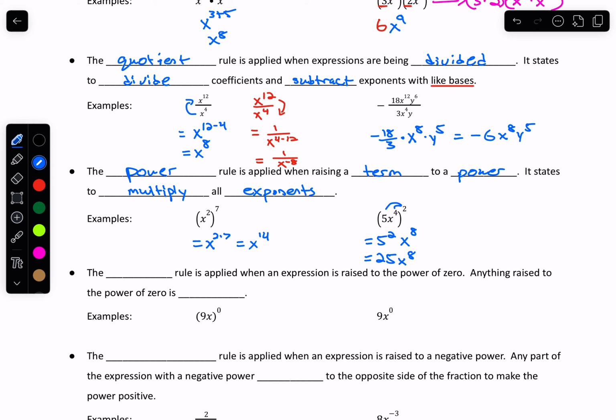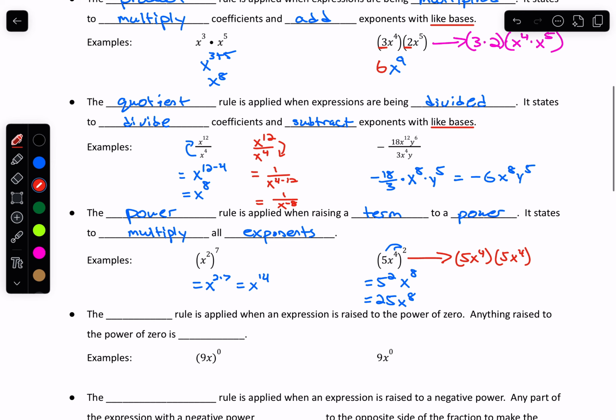The reason we have to raise the 5 to the power 2 like we did is because if we write this out in a different order, 5x to the power 4 squared is really 5x to the fourth times 5x to the fourth. Now, if I solve that the way I solved the one in the first example, then I would multiply the coefficients. So 5 times 5 is 25. And when I multiply x to the fourth times x to the fourth, I add the exponents to get x to the 8th. So we get to the exact same place.